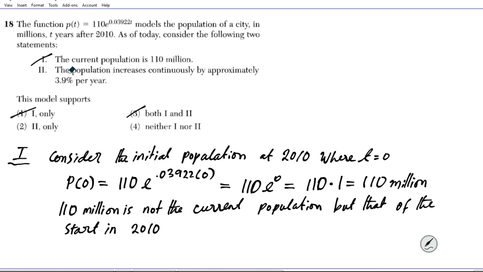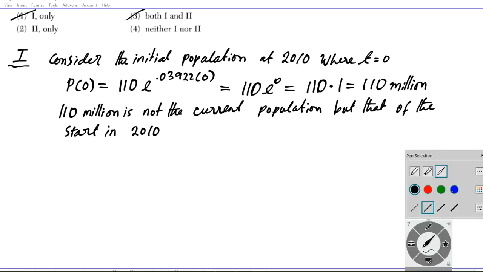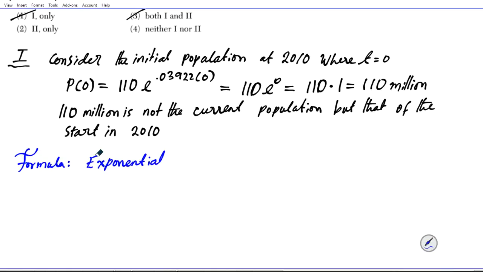So is 2 wrong, or are both of them wrong? Well, if 2 is wrong, then is neither of them correct? For statement 2, the population increases continuously by approximately 3.9% per year. For this one, we're going to take a look at the formula for exponential growth functions that have a continuous growth rate. We'll extract relevant components and see if the statement is correct. So the formula for exponential growth functions.